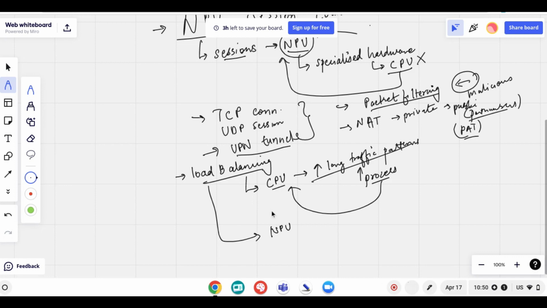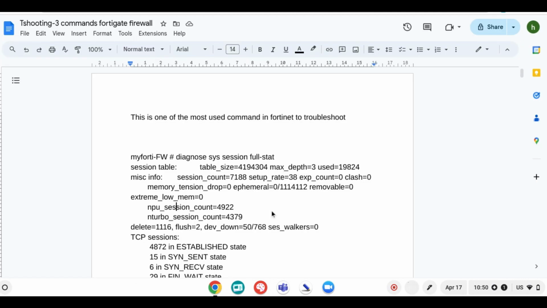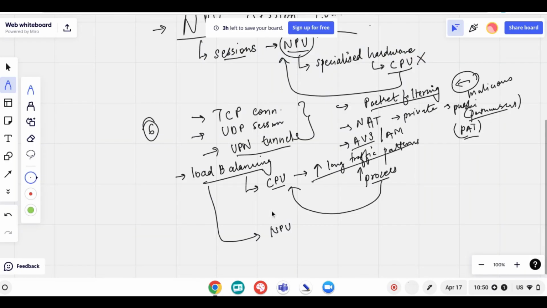Then antivirus and anti-malware. The NPU can offload the workload of scanning the traffic for malicious content and malware, and it also helps in increasing the overall performance of the firewall. So antivirus and anti-malware, these types of tasks are also handled by the NPU. Now the next thing is nTurbo session count.